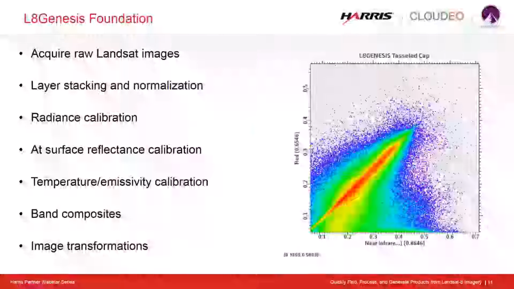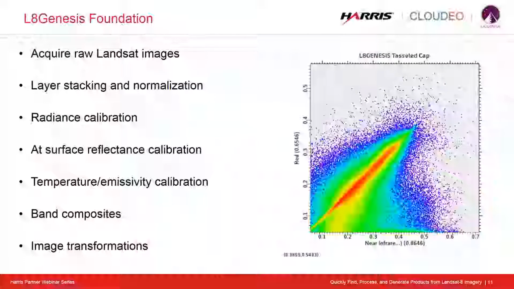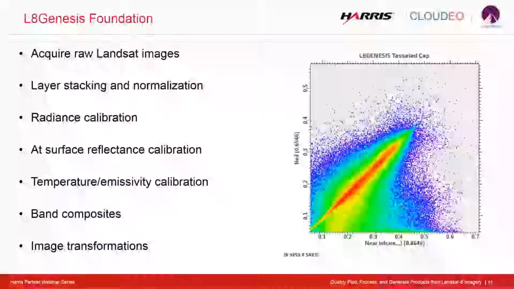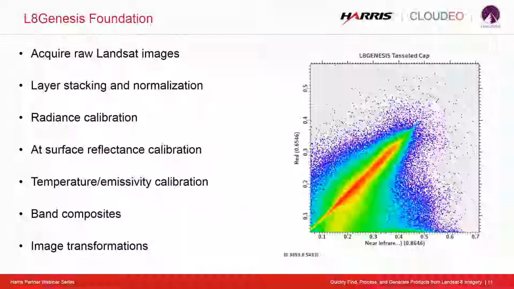So the steps of what L8Genesis does: the L8 data generally comes in as a compressed folder that contains each band of data as an individual TIFF file. L8Genesis automatically decompresses the data, does a layer stack, performs the radiance, surface reflectance, and temperature emissivity calculations. All of this is done according to the industry standards that are outlined in the Landsat 8 User's Guide, so there are no surprises in that processing.